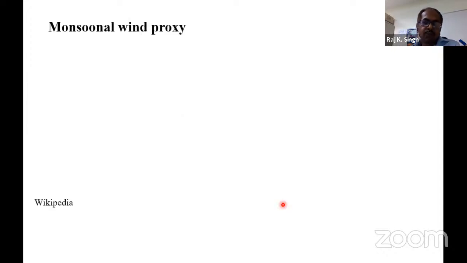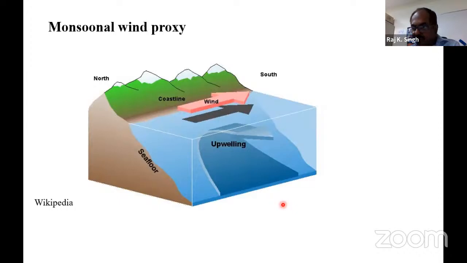When we are doing paleo-monsoon studies, we are dependent on different proxies. One important thing is that we have to distinguish between the monsoonal wind proxy, precipitation proxy, and runoff proxy. I believe it is not necessary that when the monsoonal wind proxy is strong, the precipitation will be strong everywhere or equal everywhere. There are some regional or local factors influencing it.